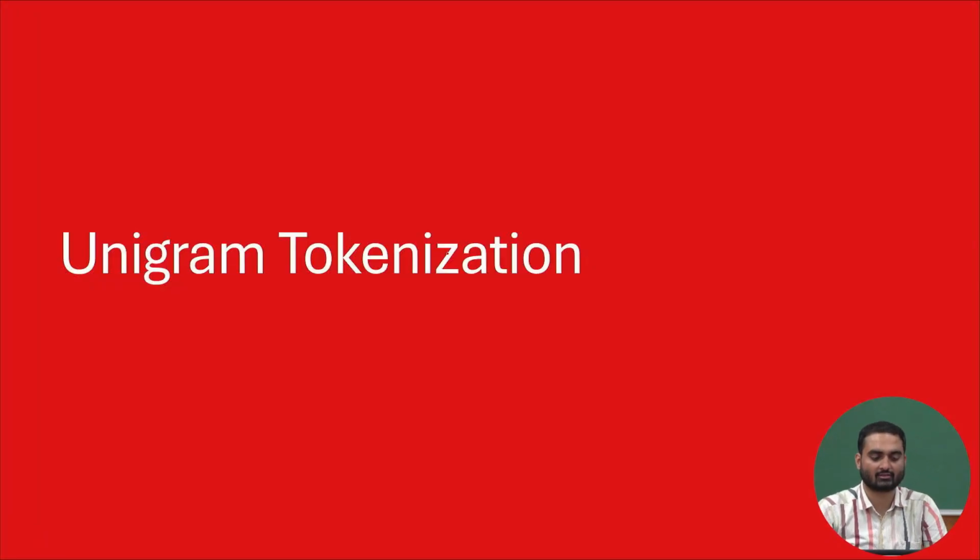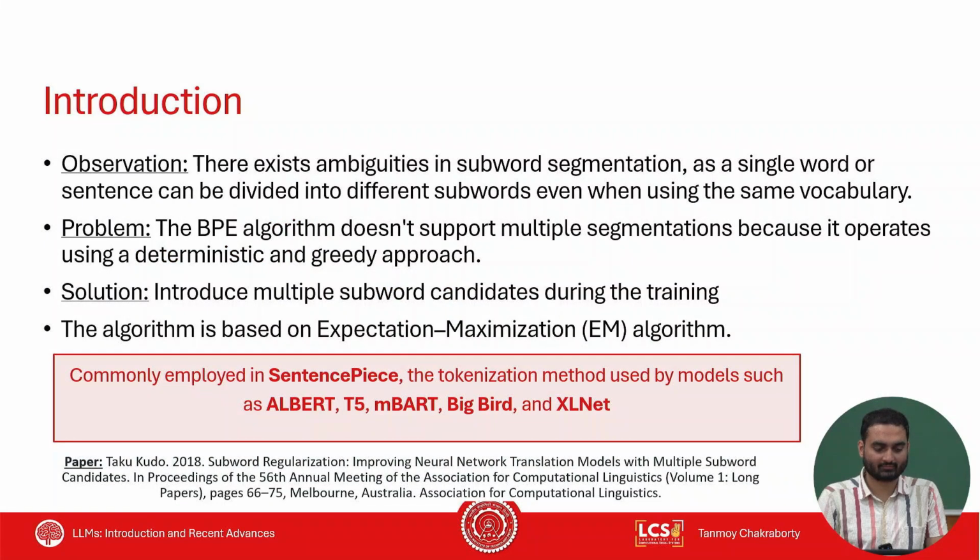Now let's move to the next part, which is Unigram tokenization. It's a bit complicated, but it's a very interesting idea. This is used in a specific encoding method called SentencePiece, which is heavily used in recent methods like T5, ALBERT, XLNet, and so on.